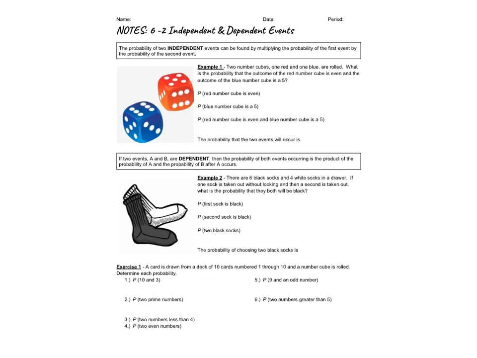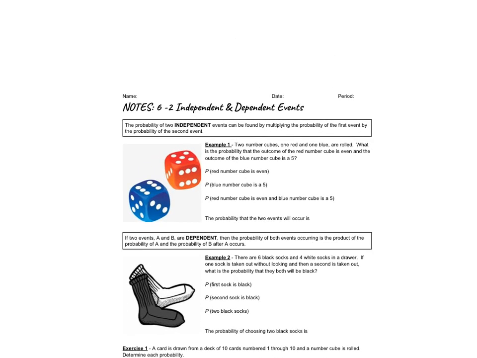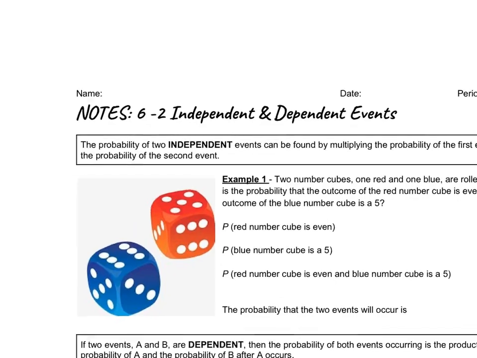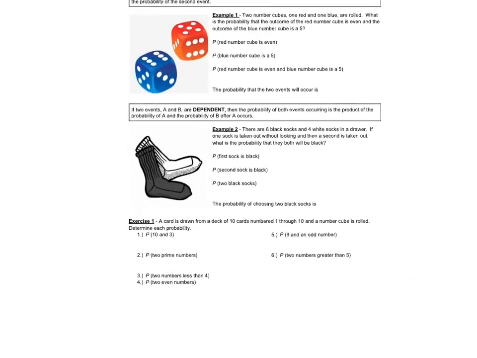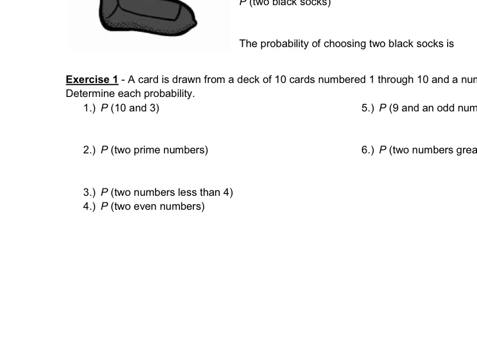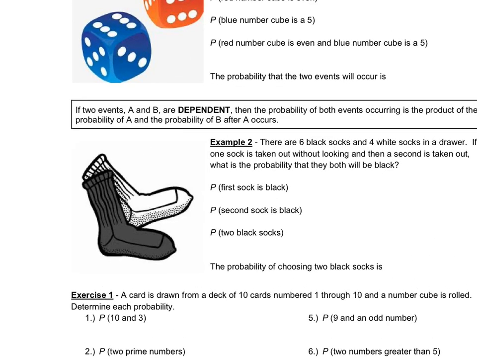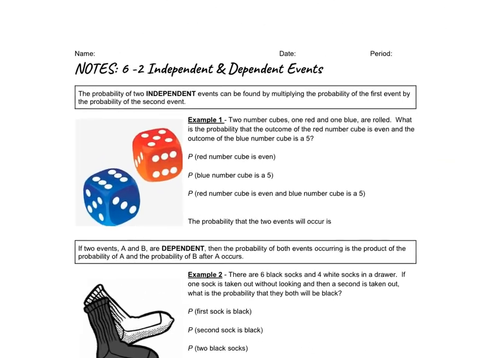All right, this video will be the 6-2 notes for independent and dependent events. I'm going to do this in a slightly strange order, just to give you a heads up before I get going. I'm going to talk about example 1 first, then I will go through exercise 1. After that, I will go through example 2, and then I will go through exercise 2 on the back side of this sheet. Okay?